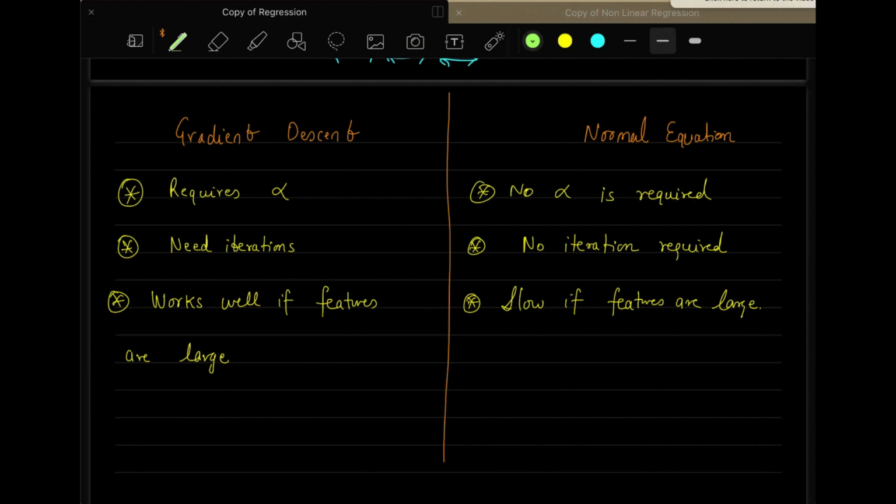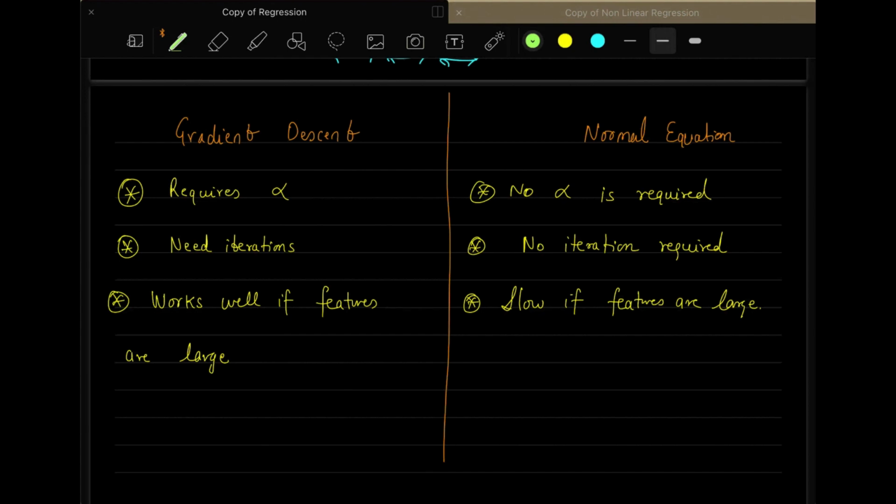Okay. So today what we will discuss is the summary of the method that we had discussed last time. We discussed two methods to get the optimized value of theta, that is the parameters of the line, and the two methods that we discussed were gradient descent and normal equations.